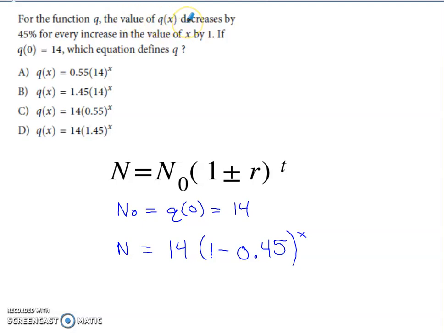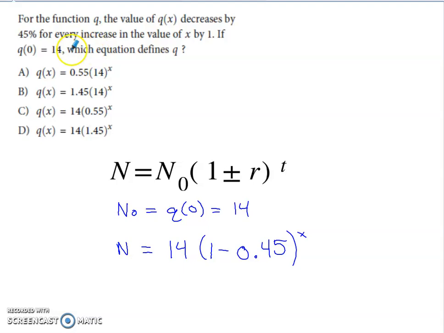If you look at this one, it says the function q is going to have its value decrease by 45% every time x increases by 1. So every time x increases by 1, q decreases by 45%. So every time 1 year goes by, the value of the population decreases by 45%, if you want to think of it with some context behind it. Now they're telling us q of 0 is equal to 14. Which of these equations defines q?